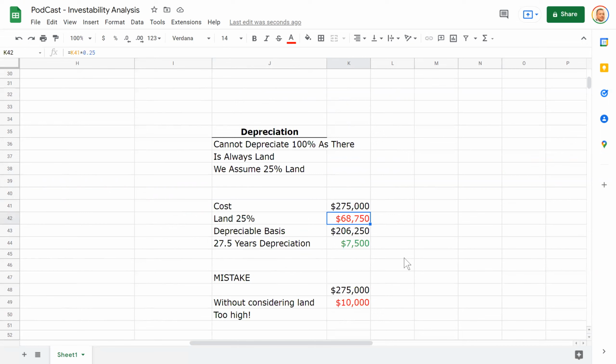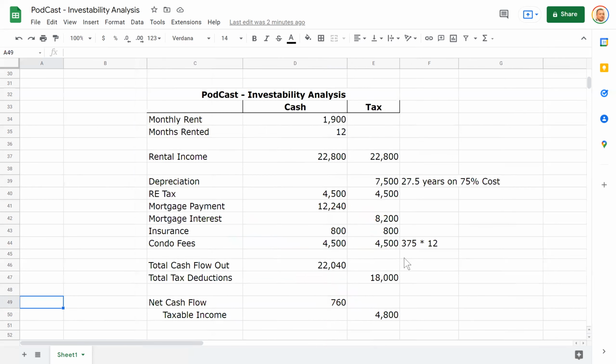Remember, the land portion is not depreciable. That leaves us depreciation of $7,500 a year over 27.5 years. Now look below. People have made a mistake sometimes, as I said before, and they've taken the full basis and depreciated it. That would have given them $10,000 of depreciation, which is far too high. So it's very important that you take the land portion out before you calculate depreciation. So let's go back here.